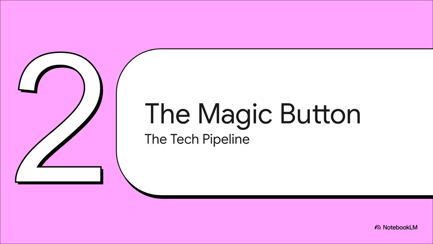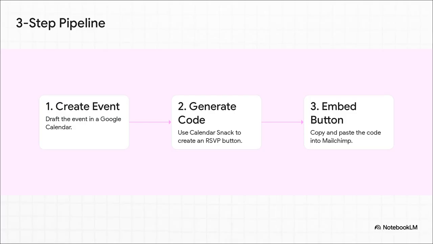So how does she pull all this off without a giant tech team? Well, she uses a really simple toolkit to create what I like to call a magic button. It turns what could be a super complex marketing pipeline into just a few simple clicks. And the process itself is honestly way easier than you'd think. First, Mandy just creates the event like normal in her Google Calendar. Nothing fancy. Next, she uses a tool called Calendar Snack to generate a special RSVP button for that event. And finally, she just copies that little snippet of code and pastes it right into her MailChimp email. That's it, a simple three-step pipeline.